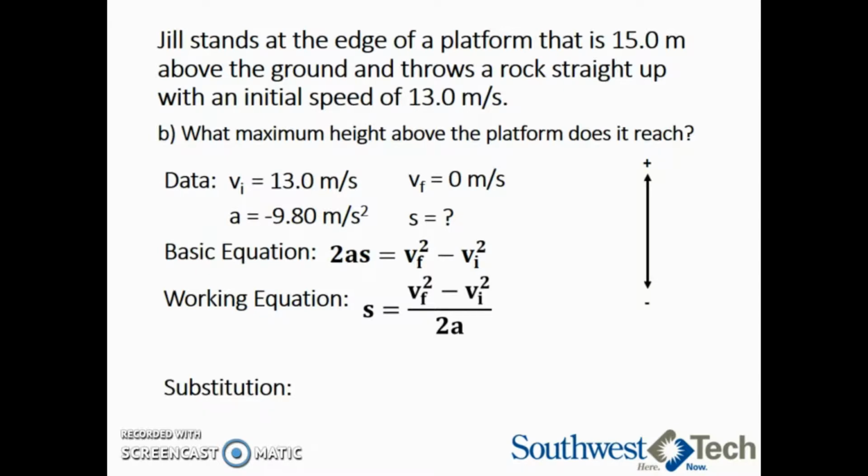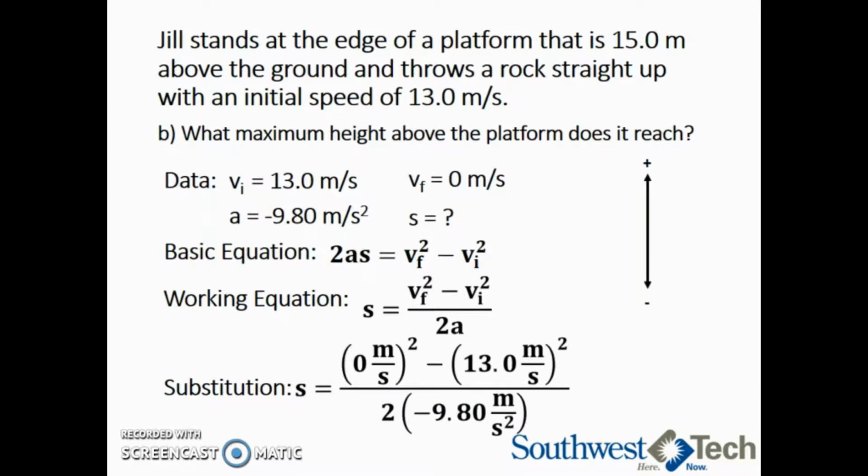Last, we can substitute in everything we know, and we are left with 0 meters per second squared minus 13 meters per second squared divided by 2 times negative 9.80 meters per second squared, and that is equal to 8.62 meters.